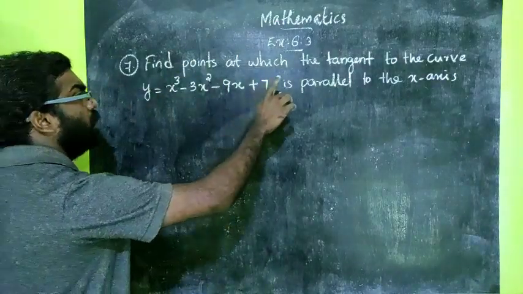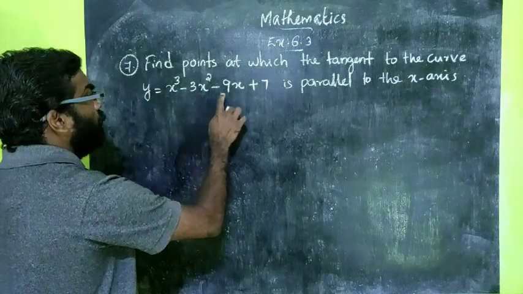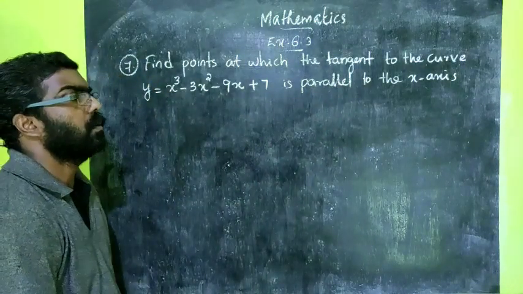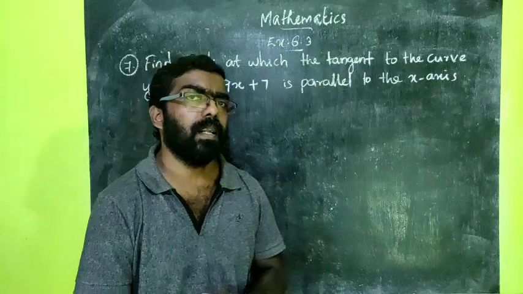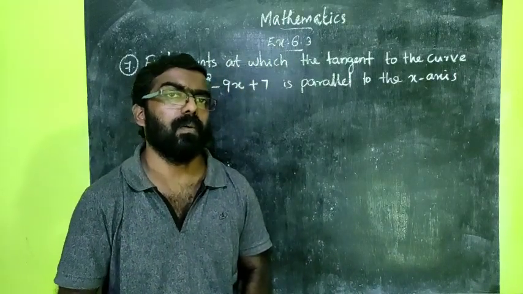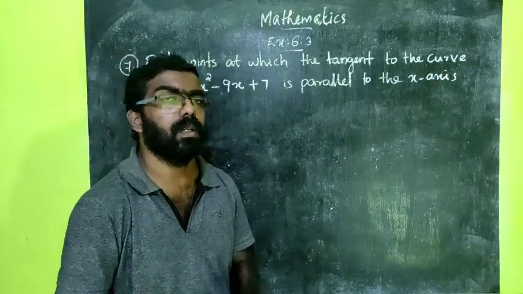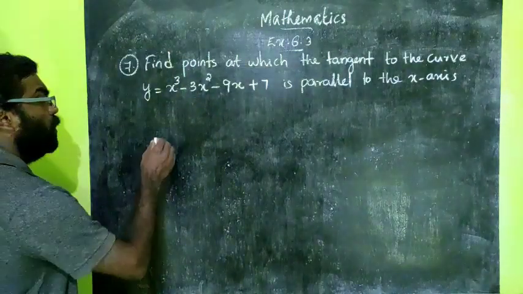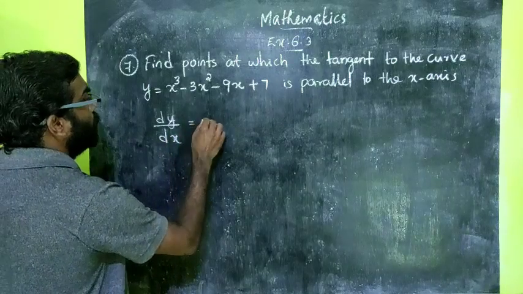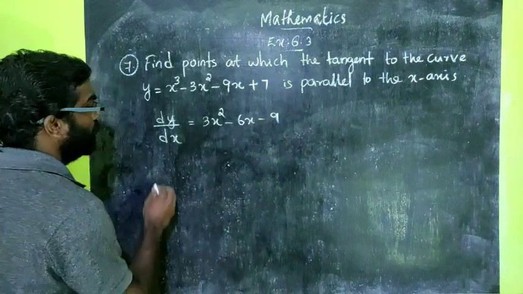Find points at which the tangent to the curve y equal to x cube minus 3x square minus 9x plus 7 is parallel to the x-axis. Okay. If the tangent is parallel to the x-axis, then slope of the tangent is 0. So here first we can find the slope, that is dy by dx. So dy by dx is equal to 3x square minus 6x minus 9.